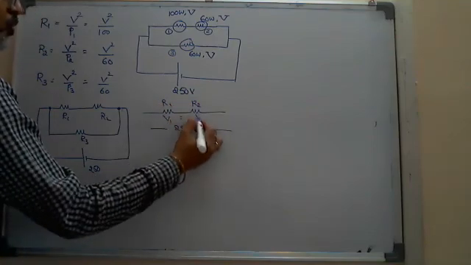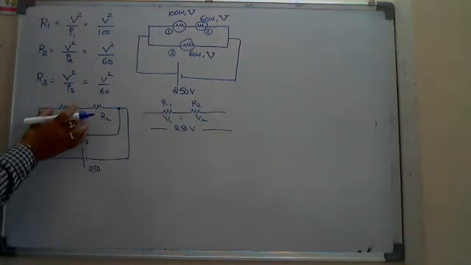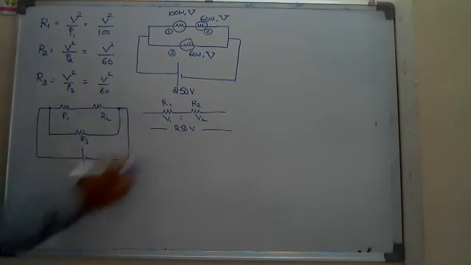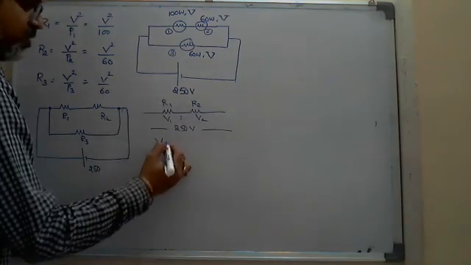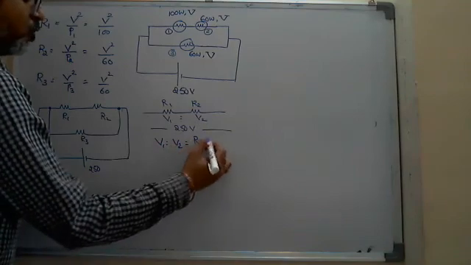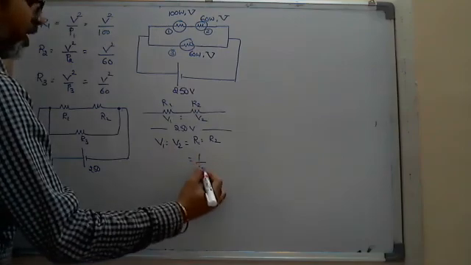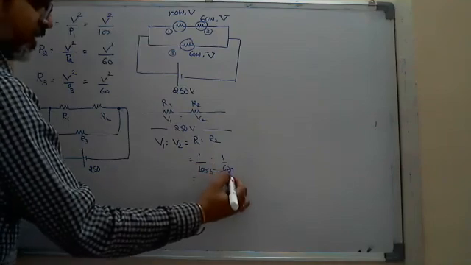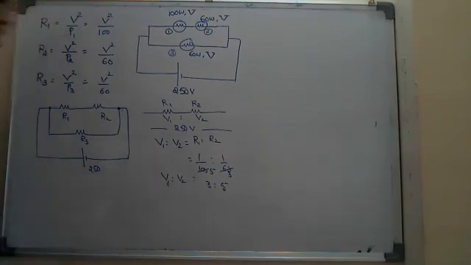We can find V1 is to V2. Very easy. What will be the potential difference across the first bulb after connecting, and what will be the PD across the second bulb after connecting? Since they are in series, V1 is to V2 is R1 is to R2. R1 is to R2 means 1 by 100 is to 1 by 60 after cancelling V square. That is nothing but 3 is to 5. So V1 is to V2 is 3 is to 5.